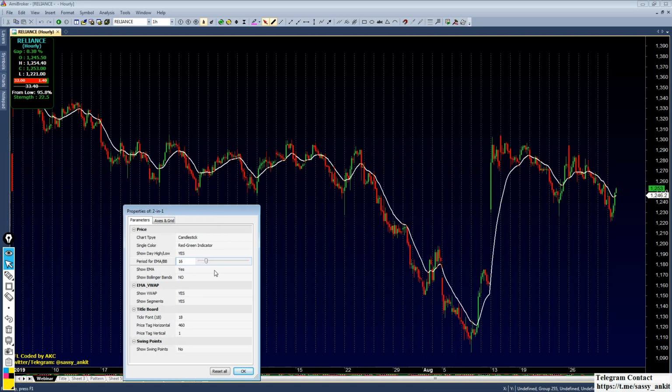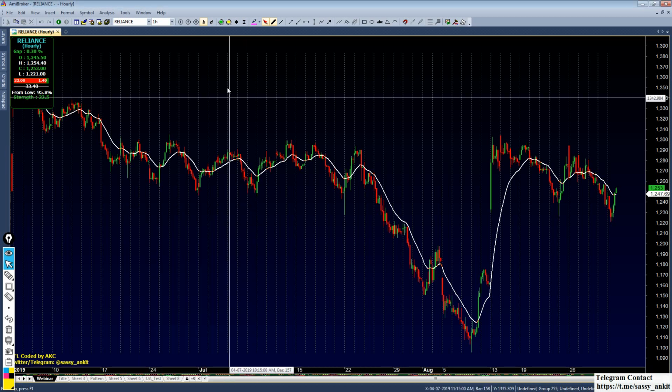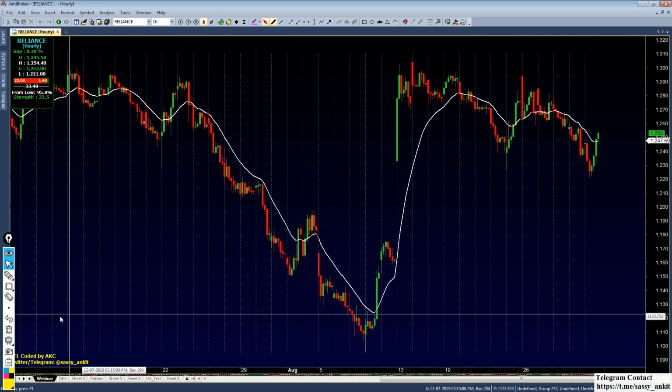We want price to stay below or above the EMA, like this. So you can say around 18 to 21 we can have our EMA. So let's take it as 18 here in this case. Okay, so this is my Reliance chart.